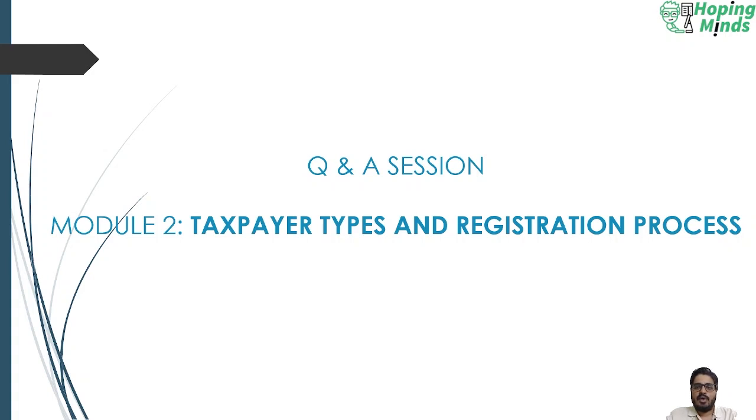So we have already completed module 2 wherein we learned about the taxpayer types and the registration process. Under this module we studied the different concepts like what are the different types of taxpayers: regular, composition, casual and non-resident taxable person. Then we took an overview of the GST portal and we learned about the documents required for getting enrolled under GST.